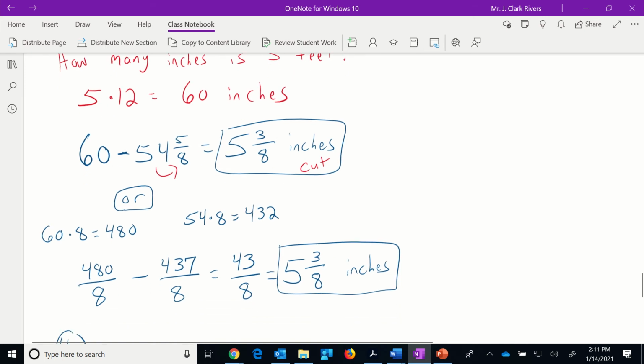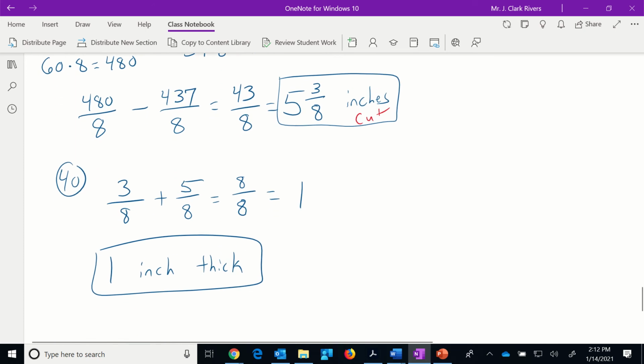With the 60, we're going to multiply it by 8. 60 multiplied by 8 gives me 480, so we can rewrite 60 as 480/8. We subtract, keeping our denominator of 8. 480 minus 437 gives us 43/8. 43/8 is the same thing as 5 3/8. So we're going to cut 5 3/8 inches. No matter how you work the problem, you should get 5 3/8 inches.